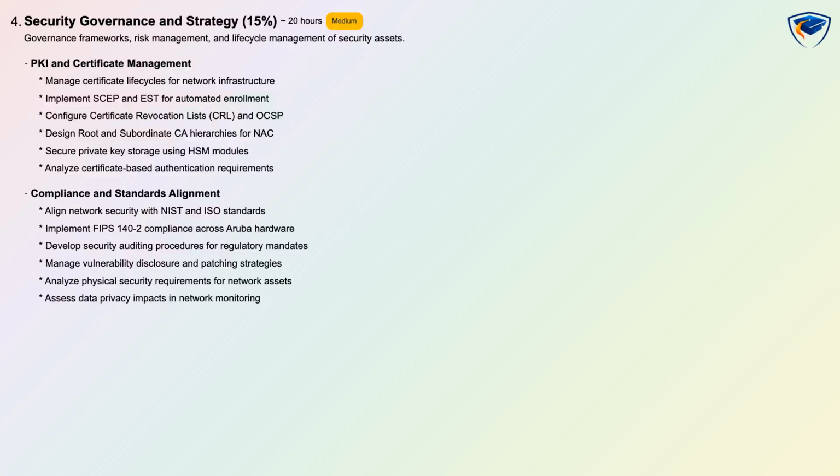Security governance and strategy is 15% of the exam, medium difficulty, and requires roughly 20 hours of conceptual and scenario-based study. You will manage PKI and certificate life cycles for infrastructure, implement automated enrollment with SCEP and EST, and design CA hierarchies and CRL or OCSP processes.